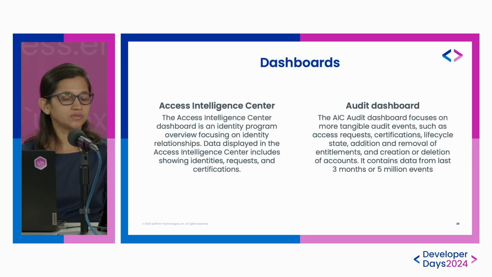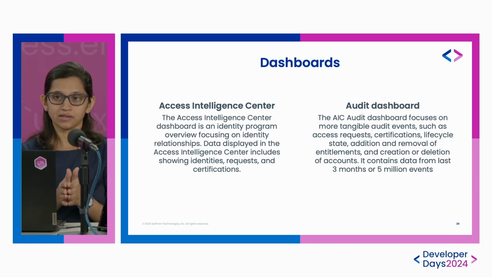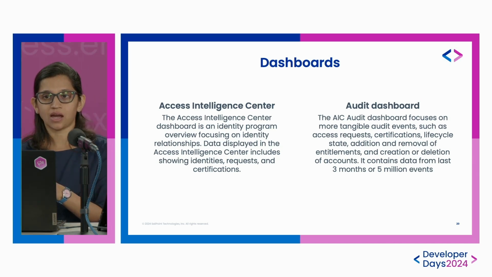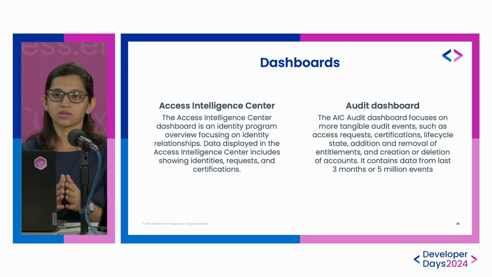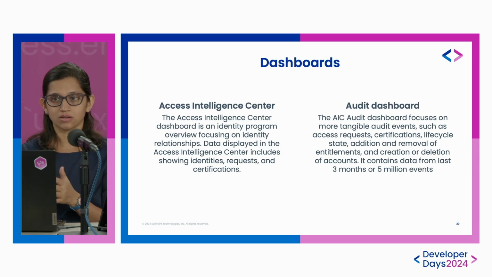Within AIC we have two types of dashboards. We have the Access Intelligence Center, which focuses more on identities, certifications, and access request perspective. And on the other side, we have the audit dashboard, which focuses more on the audit and event activities happening within the system. The audit dashboard queries the same data as search, so it will have all the audit data for the last 3 months or the last 5 million events.